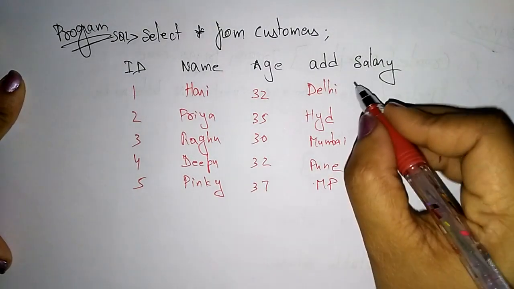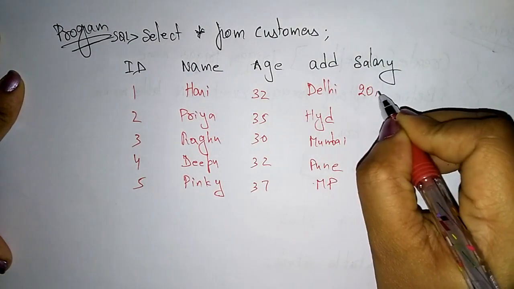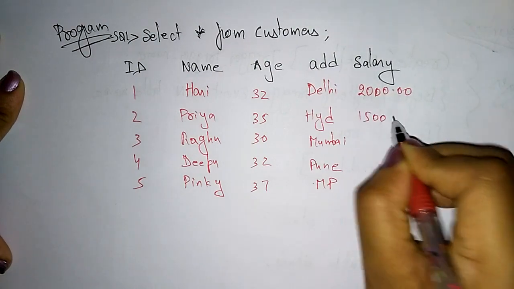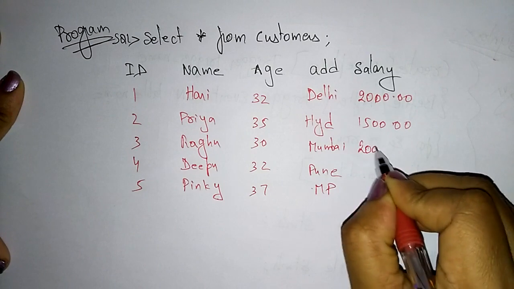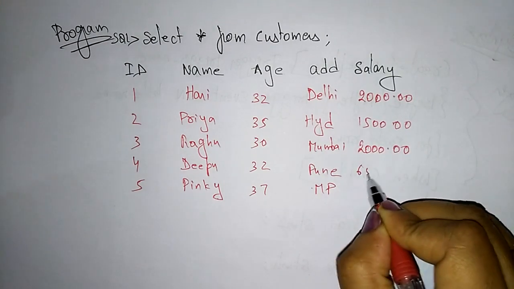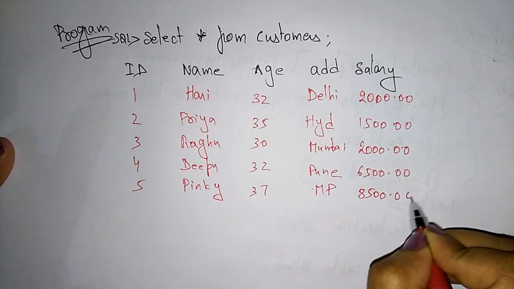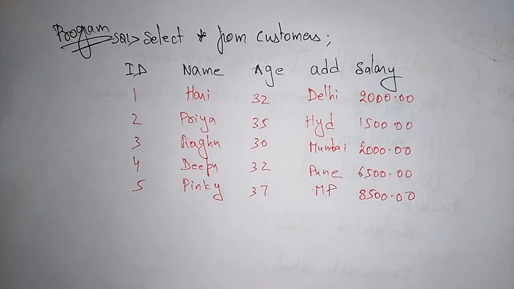And the related salaries for their jobs is 2000. Suppose I'm just writing 1500, 2000, 6500, 8500. Okay, so this is the customer table.